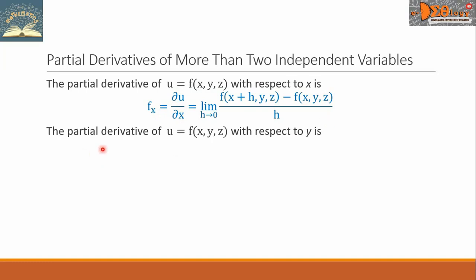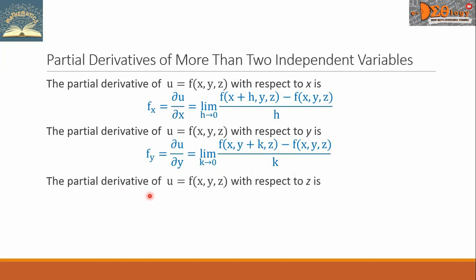Next, the partial derivative of u equals the function f of x, y, and z with respect to y is this: f sub y equals the partial derivative of u with respect to y is equal to the limit of this function. We say that this is the definition of the partial derivative of u with respect to y.